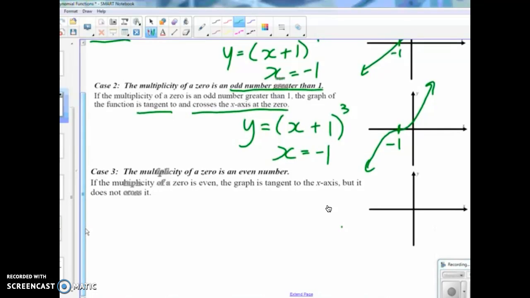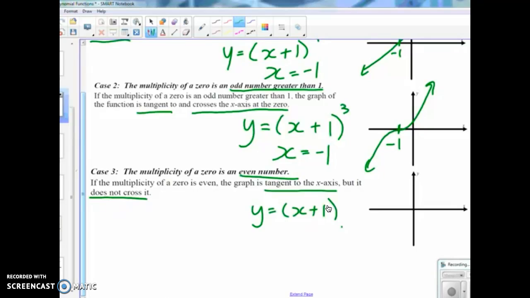The last case is where the multiplicity of a 0 is an even number. And when this happens, the graph is tangent to the x-axis, but it also does not cross it. So tangent to, does not cross it. Let's pick another polynomial here to graph. Y is equal to, let's pick the same factor, x plus 1.